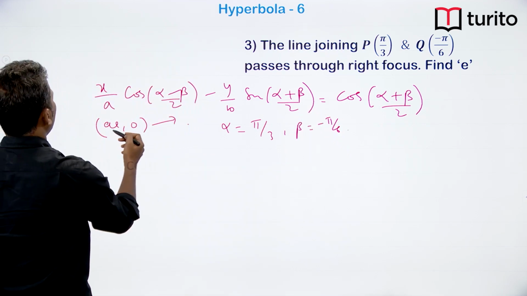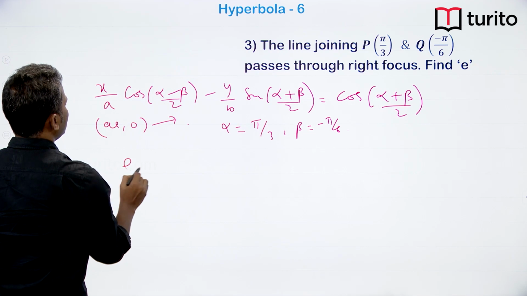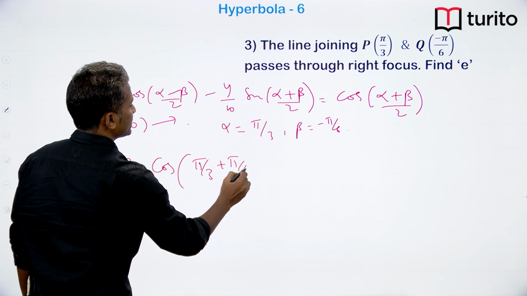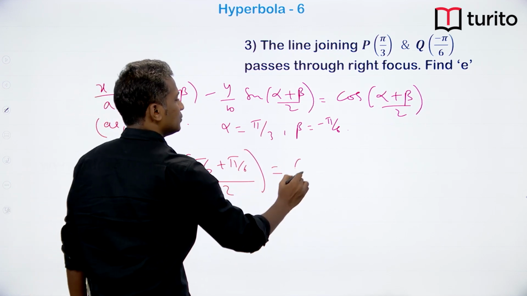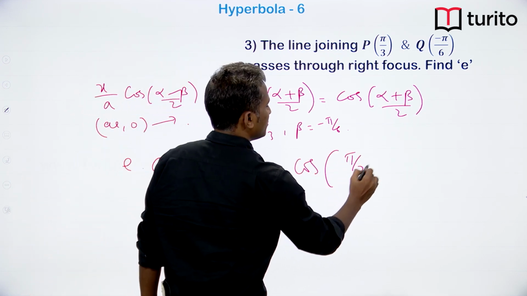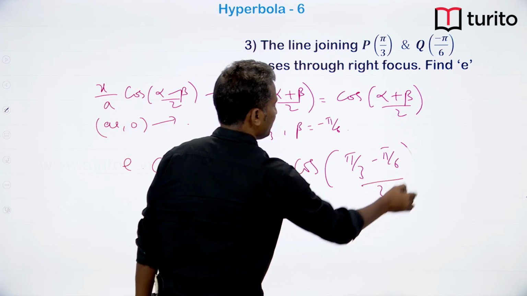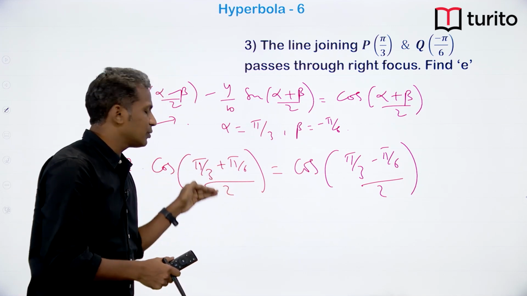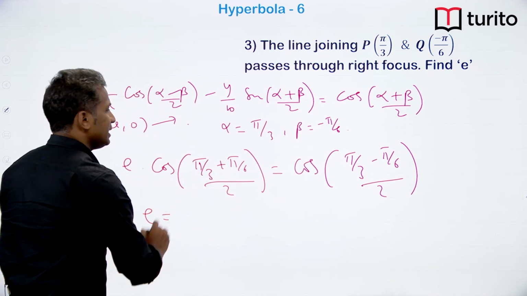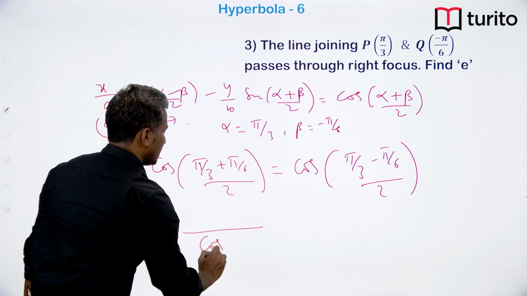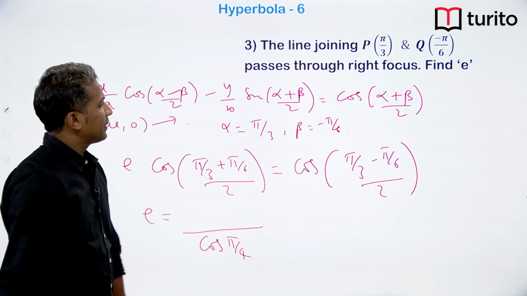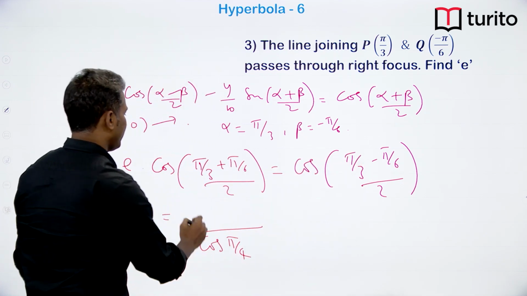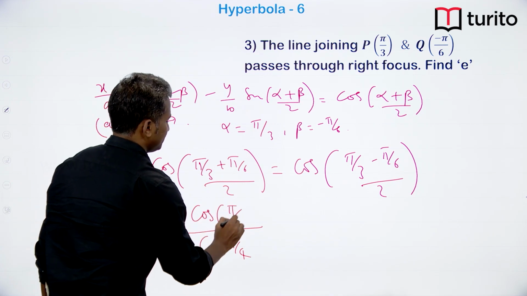So, what do we get? If I put (ae, 0) here, I will get e into cos of (pi by 3 plus pi by 6) divided by 2 is equal to cos of (pi by 3 minus pi by 6) divided by 2. Now, pi by 3 plus pi by 6 is going to be pi by 2, so this is going to be pi by 4. So, we can write e as, in the denominator we are going to get cos of pi by 4, and here pi by 3 minus pi by 6 is pi by 6, pi by 6 by 2 is pi by 12. So, cos of pi by 12.